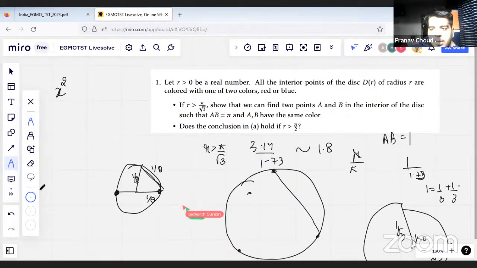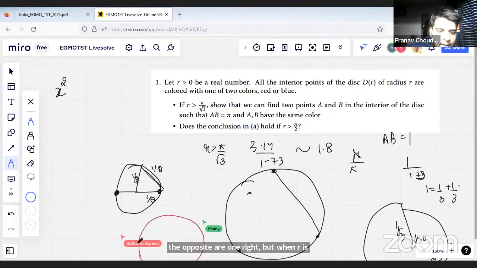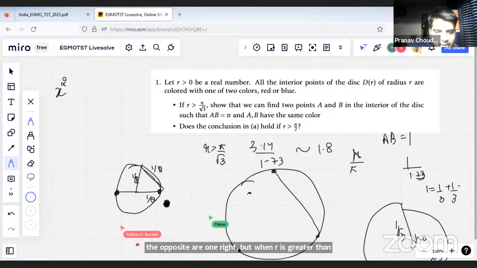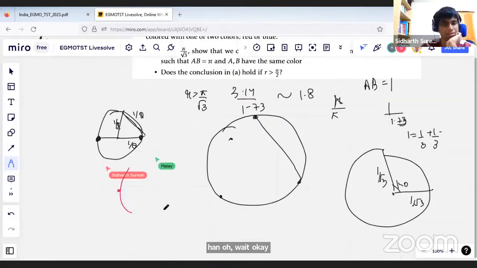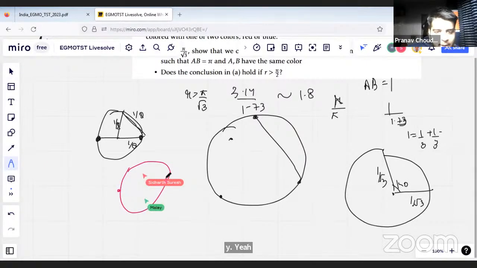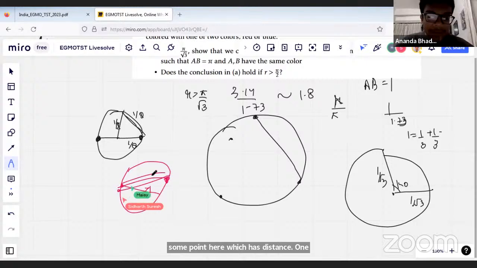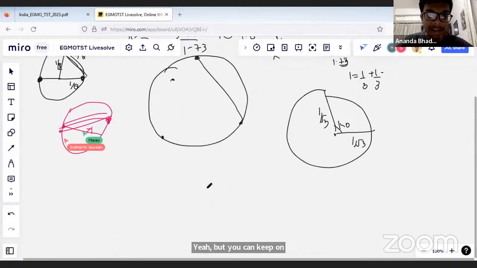Like in r equals pi by 2, the diametrically opposite points are at distance 1, right? But when r is greater than pi by 2, it will be like, wait, why did you erase that circle? I don't want it. So let's say these are the two diametrically opposite points. These are distance greater than 1. So there will be some point here which has distance 1. And then you can probably continue this to get an odd cycle somehow. But you can keep on continuing this, but how do you know that you'll reach the original point in a finite number of steps?